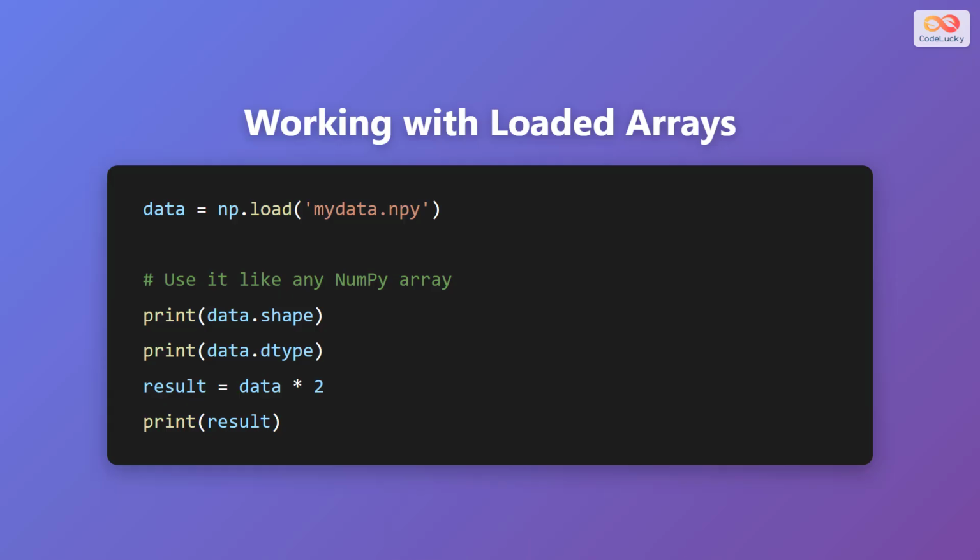Once you've loaded an array using np.load, you can work with it just like any other NumPy array. You can access properties like shape and dtype to inspect the array's dimensions and data type. You can perform mathematical operations, such as multiplying the array by 2. You can also apply NumPy functions and use array indexing. The loaded array behaves identically to an array created directly in your code.